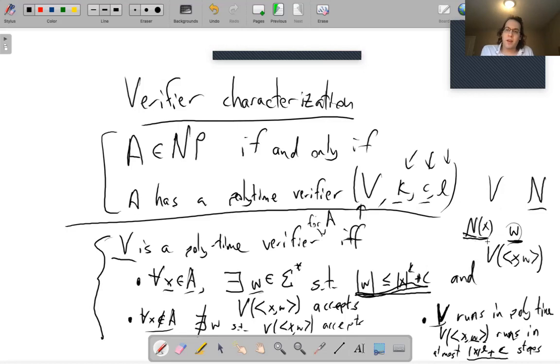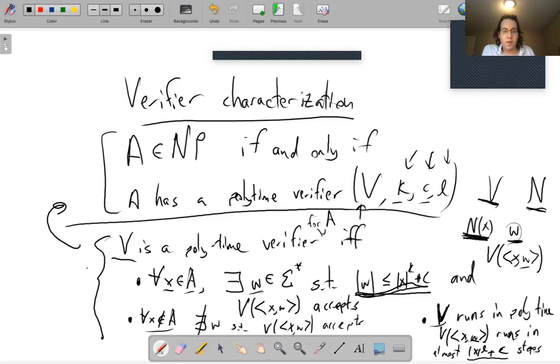And now what happens is, if there exists some W that causes V to accept, then there exists a path of N of X that leads to the accept state. Whereas if there does not exist a W that causes V to accept, then there does not exist a path in this computation N of X that leads to an accept state. So therefore, the non-deterministic machine N accepts X if and only if V accepts some proof, some witness W for X. Or in other words, if and only if X is in A. So if we had a polynomial time verifier V, then we would have a non-deterministic polynomial time Turing machine that decides A. Okay, so therefore, if you have this, then you are in NP.